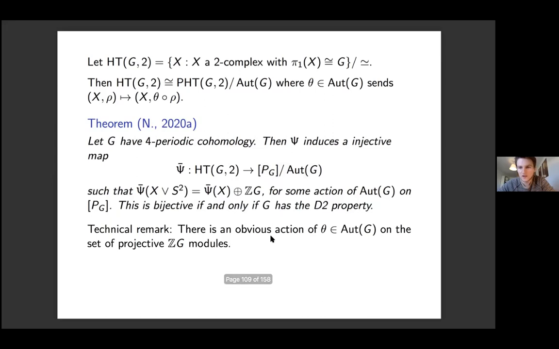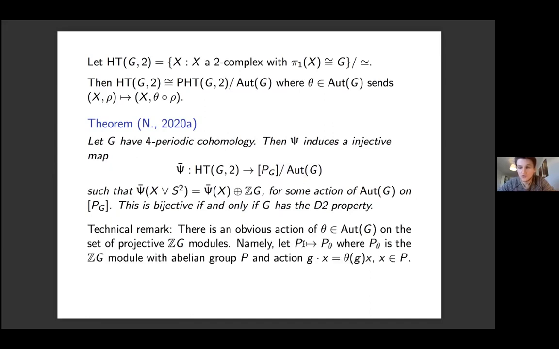And there's a remark about this action, which is that there is actually an obvious, or natural, action of the automorphism group on the class of projective ZG modules. Namely, if theta is an automorphism of the group, you can do the following. If P is your projective, then you can form a new projective P theta, which is a projective module with the same abelian group as P, but with the action twisted. So when previously you would multiply x by g, now you multiply it by theta of g. Okay, but however, our action is a priori more complicated than this one.